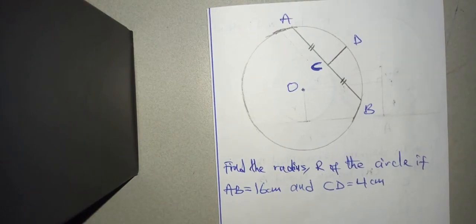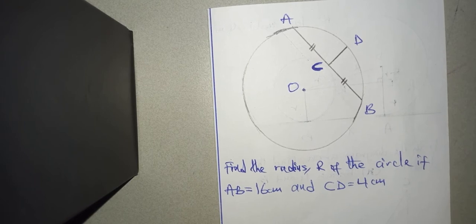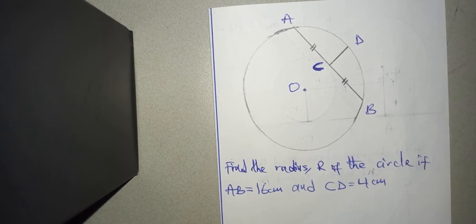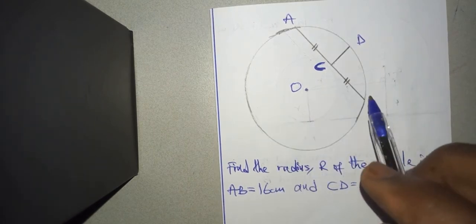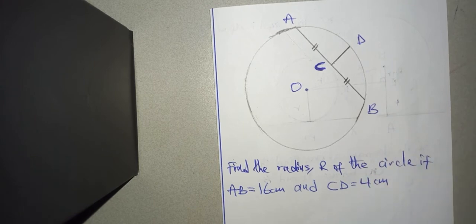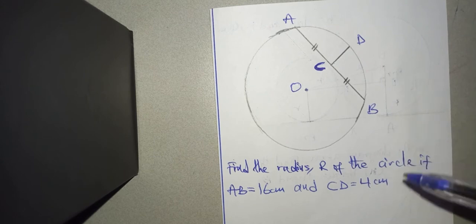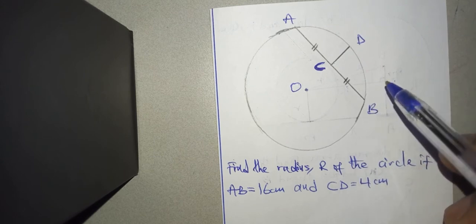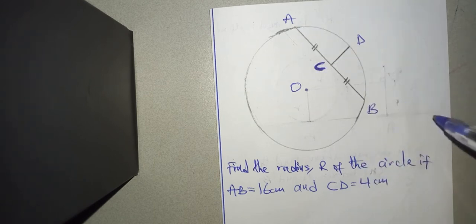I am here to solve this problem. I want you to pay attention. Now there's a circle here with a chord AB, and there is a line drawn from the circumference of the circle to cut the chord AB at C.